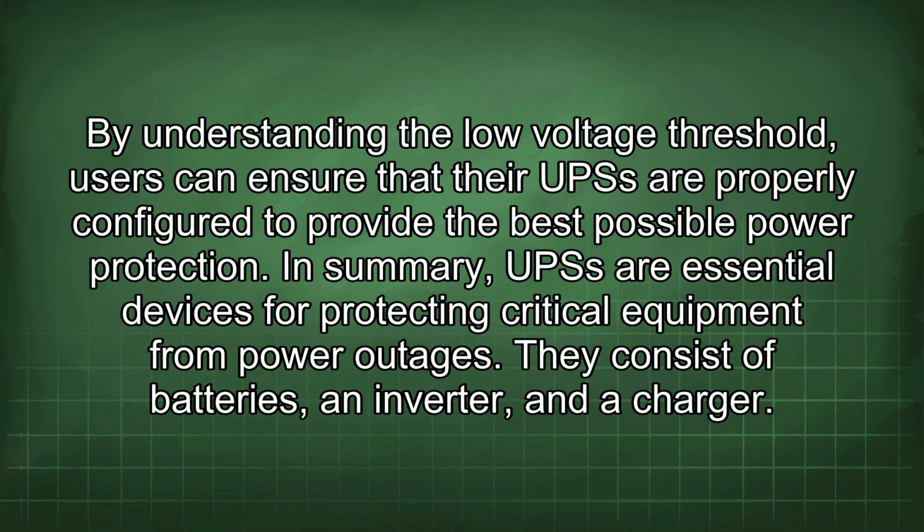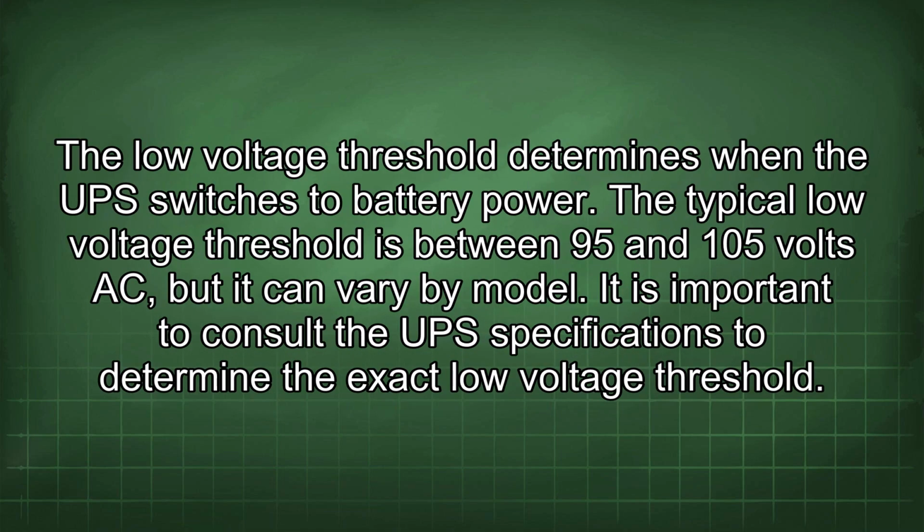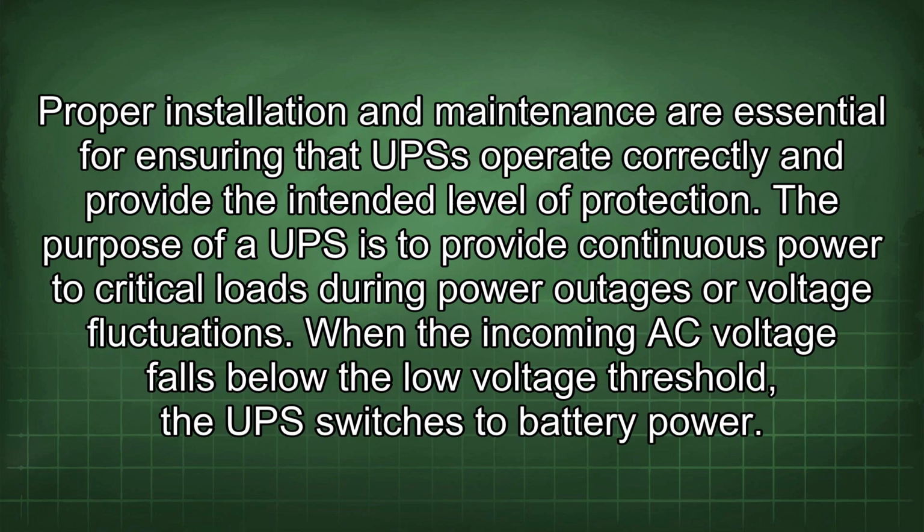They consist of batteries, an inverter, and a charger. The low voltage threshold determines when the UPS switches to battery power. The typical low voltage threshold is between 95 and 105 volts AC, but it can vary by model. It is important to consult the UPS specifications to determine the exact low voltage threshold. Proper installation and maintenance are essential for ensuring that UPS operate correctly and provide the intended level of protection.